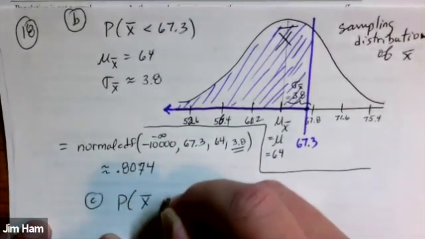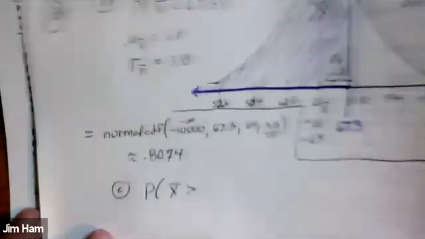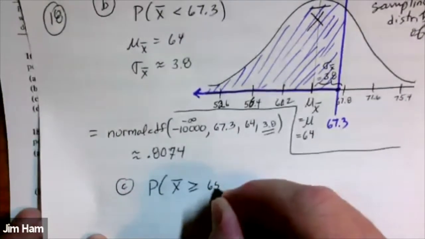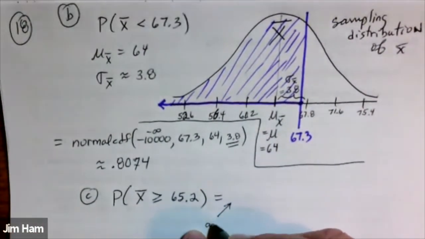Probability that X bar is greater than or equal to 65. Okay, so just note that this is a probability. So whatever you put here, it has to be a positive number.